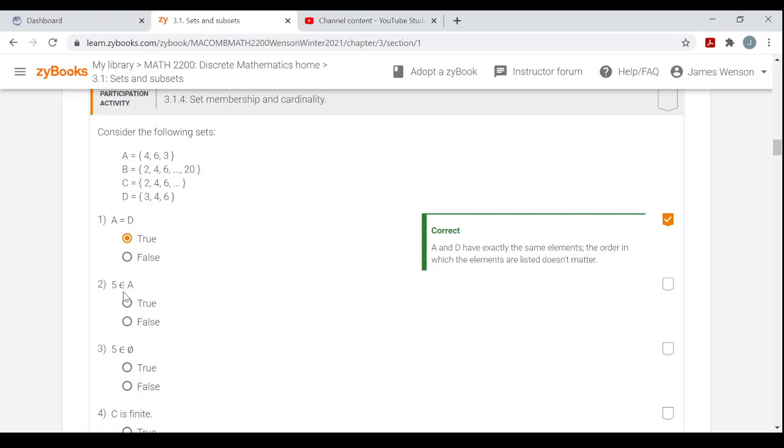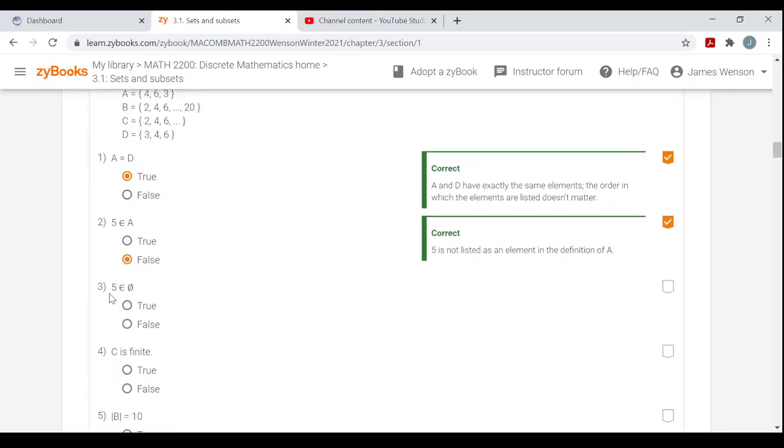5 is an element of A. Look at set A. Does it contain the element 5? Is there a 5 between any of these commas? No. So that is false. 5 is not an element of A. 5 is an element of the empty set. Remember, this is the symbol for the set with nothing. This will never be true. Right? No object is an element of the empty set. So 5 can't be an element of the empty set. This is false as well.